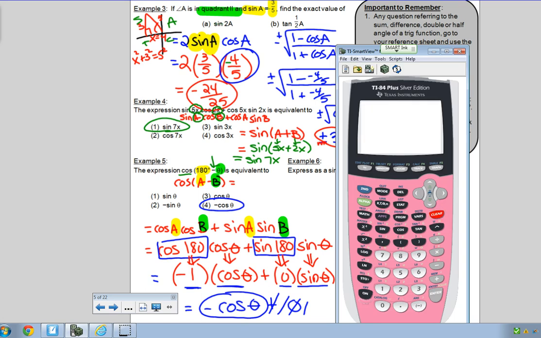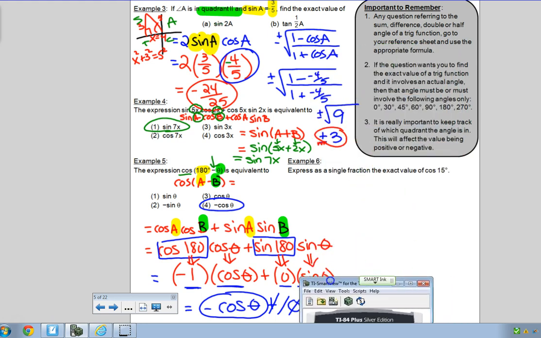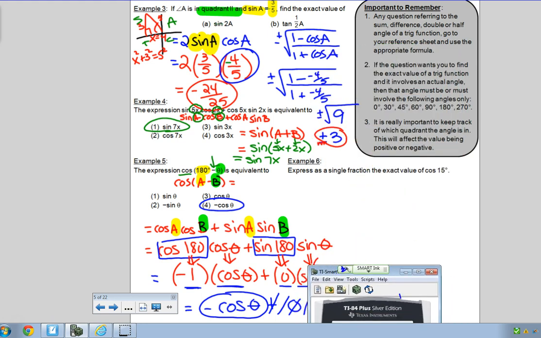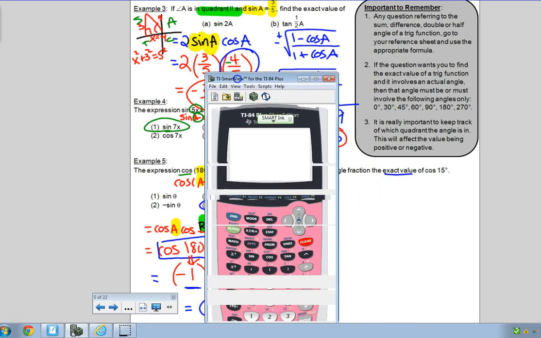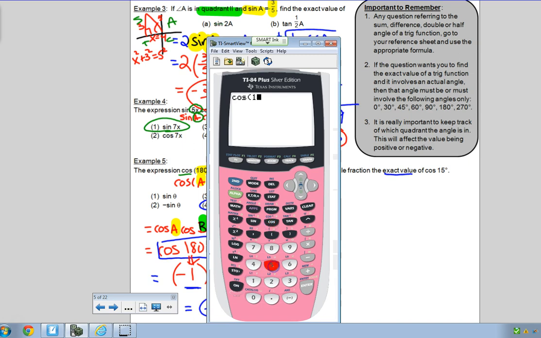Okay, and one last problem. Last class we did exact values of 30, 45, 60, and any angle that contained a triangle with those angles. This time in example 6, I want you to find the exact value of cosine of 15. That means we cannot just go to our calculator, type cosine of 15, and give that, because as I explained, exact value means it has to be perfect, and this decimal, though it's long, is not perfect enough. All right, so how do we do that?